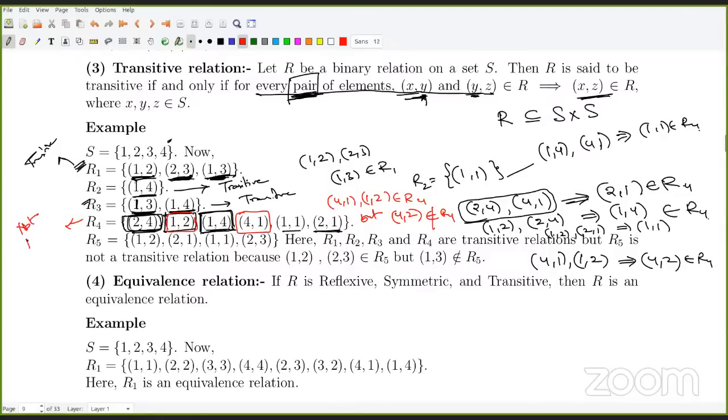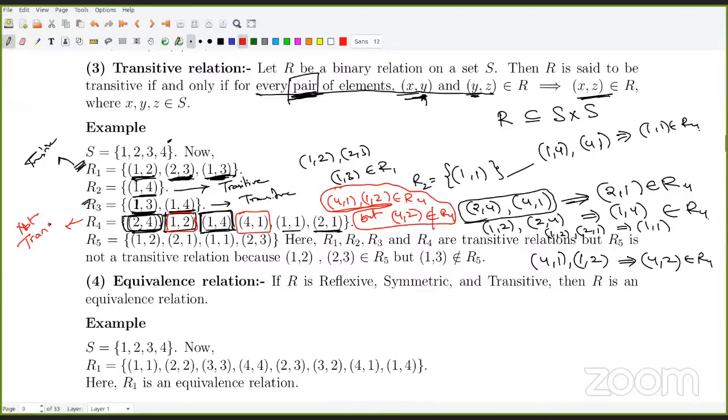Sir, 4 comma 1 and 1 comma 4 is there, so we can say 1 comma 1 is also there. So it will be transitive. Yes, but I have given you one pair which fails this condition. This will not work. Even if you find one such pair which breaks the condition, then it is not transitive.